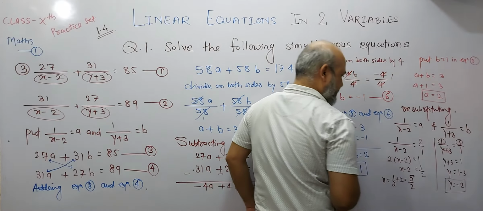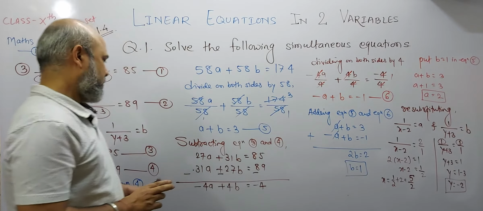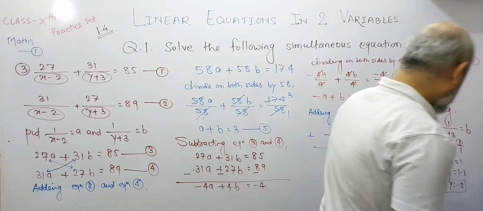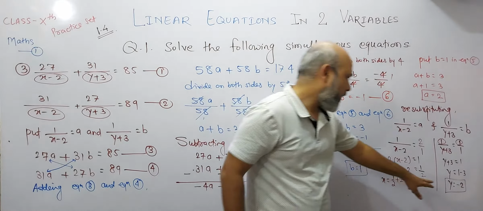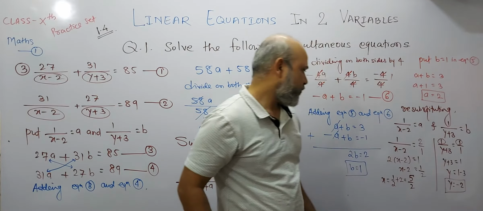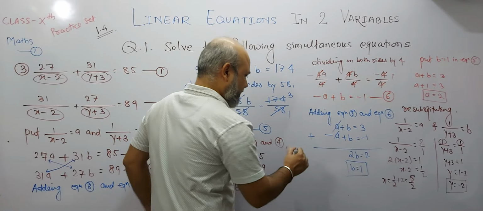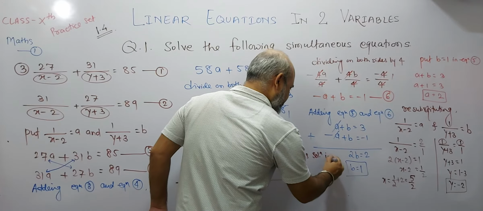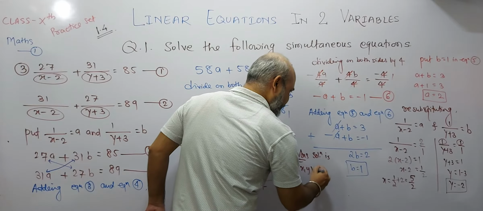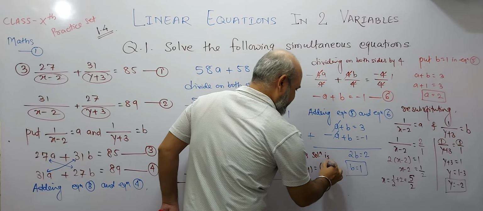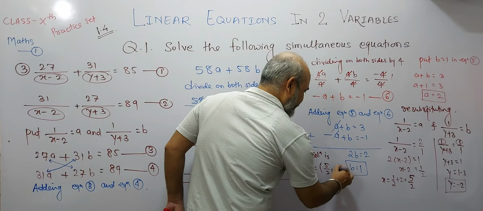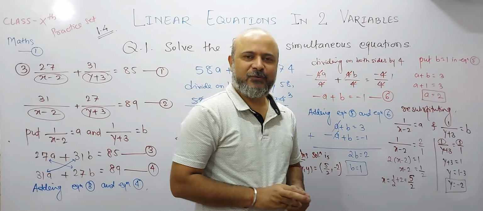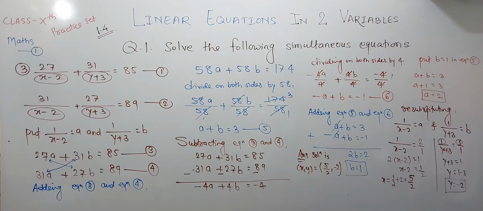So what is x? X is 5 by 2. And what is y? Y is minus 2. Okay, so this is the solution. Finally write the answer. Solution is, that is x comma y, which is equal to, what is x? X is 5 by 2. And what is y? Y is minus 2. Okay students, so this is the solution of question number 3.